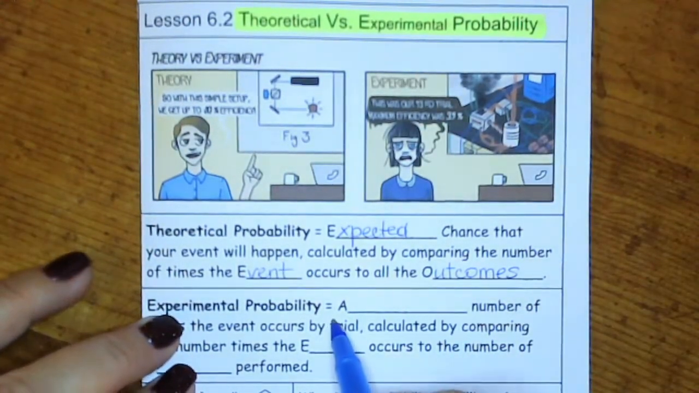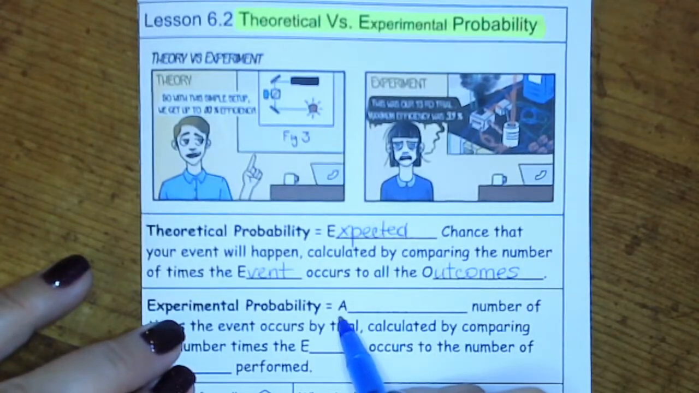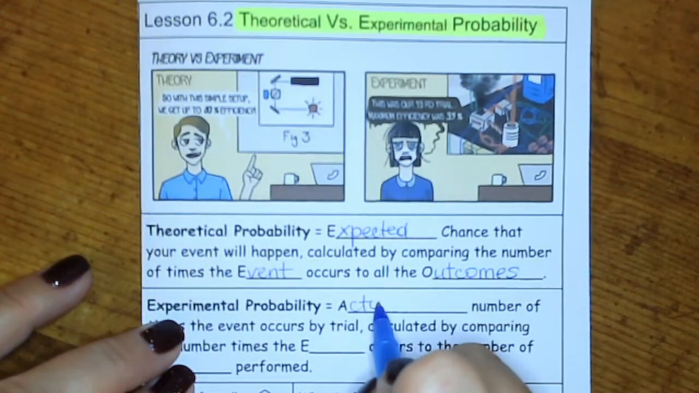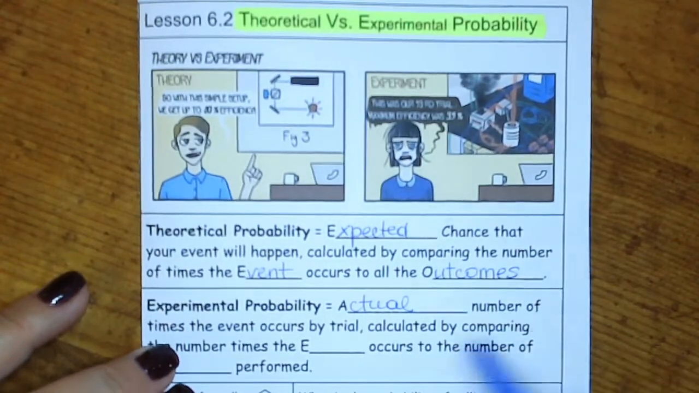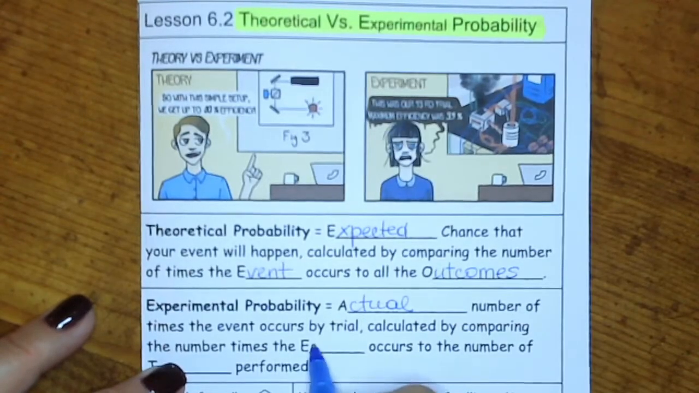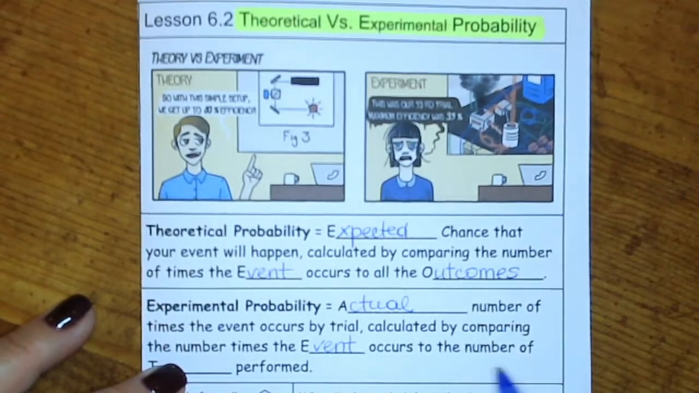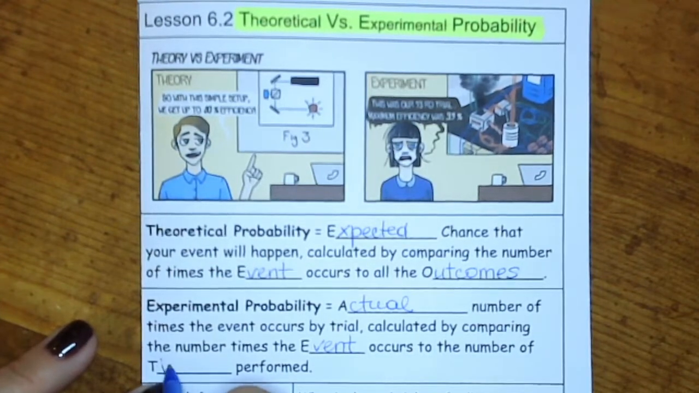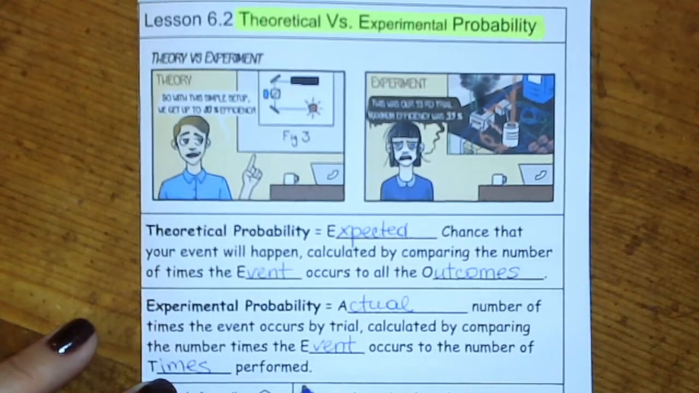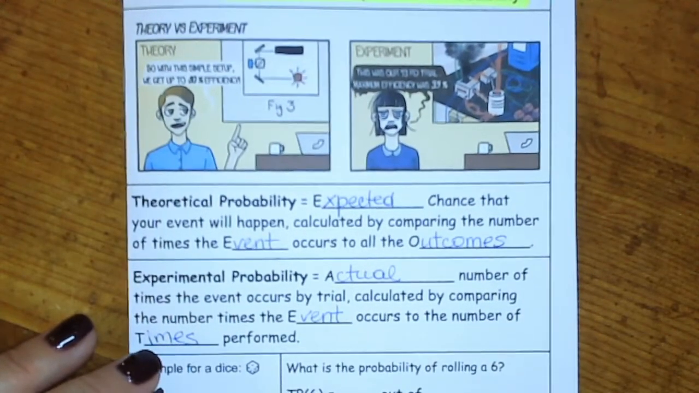Experimental probability is slightly different. It is the actual number of times the event occurs by trial, calculated by comparing the number of times the event occurs to the number of times it was performed. So the experimental probability is what happens, how many times the event happens, out of the number of times you tried, okay? Out of the number of times that the event was performed.